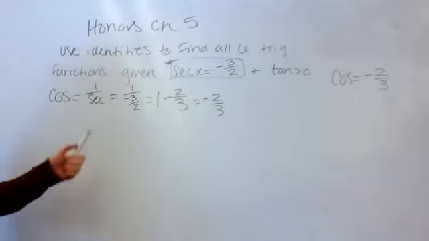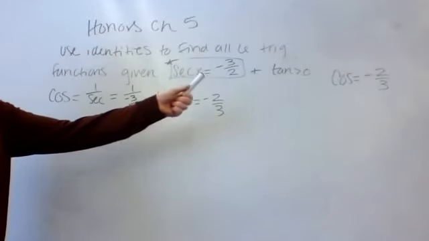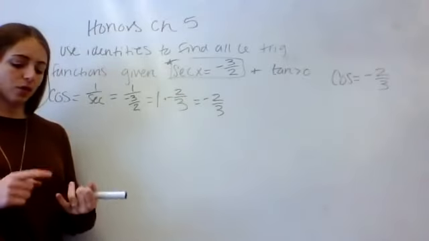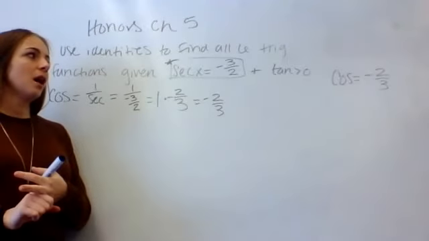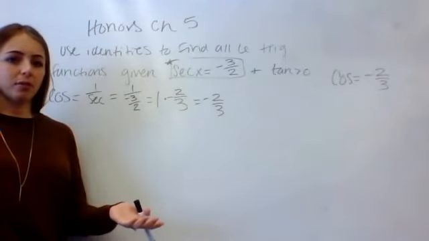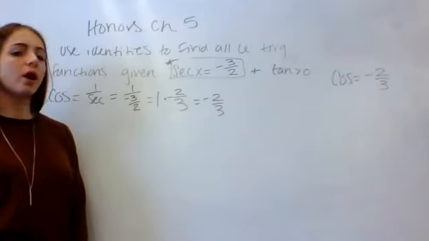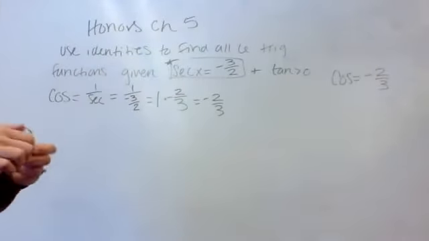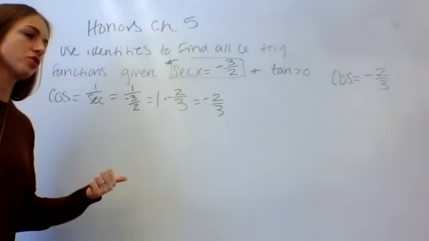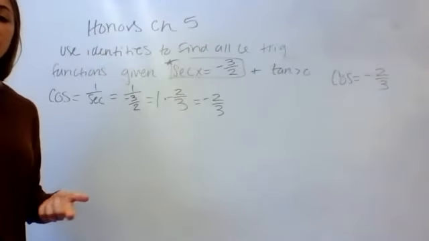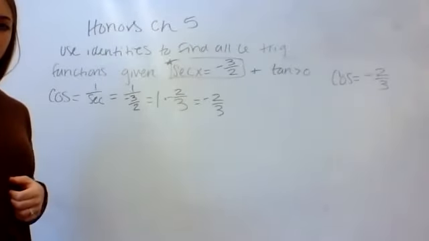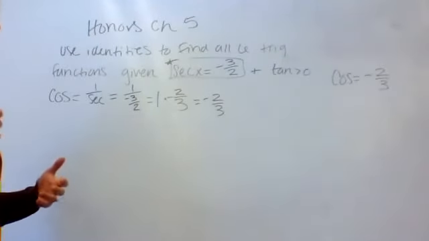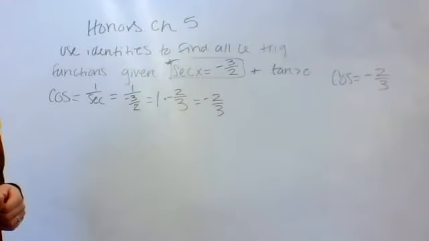Being that I have secant and I now have cosine, I start thinking, well, what's my next step after that? I have no more reciprocal functions, and I can't find either of my quotient functions from this, so where else could I go? At that point, your first step likely is a reciprocal function. Second step is likely trying to incorporate some kind of Pythagorean identity.